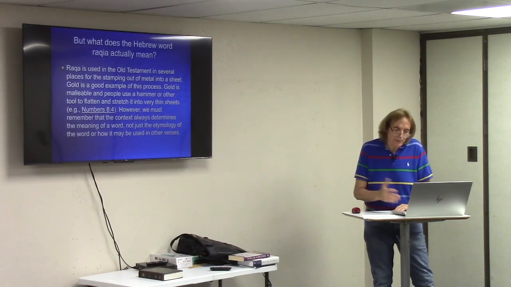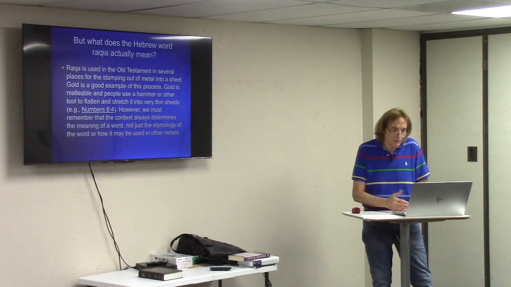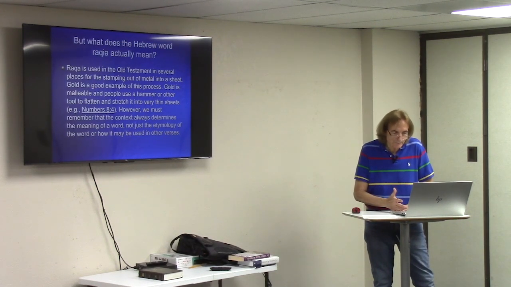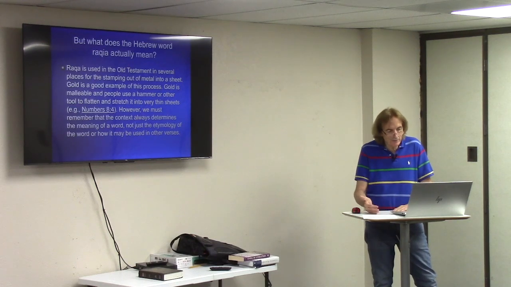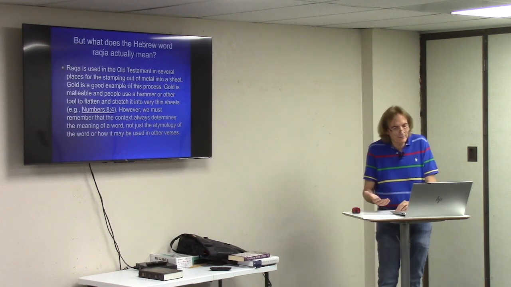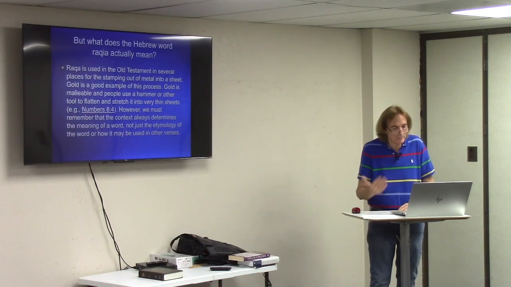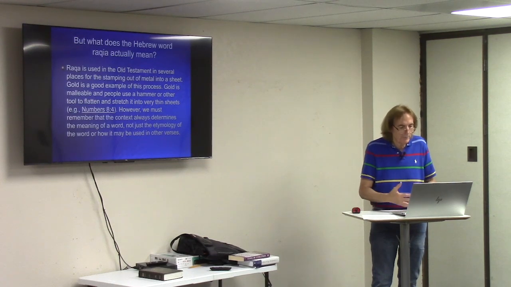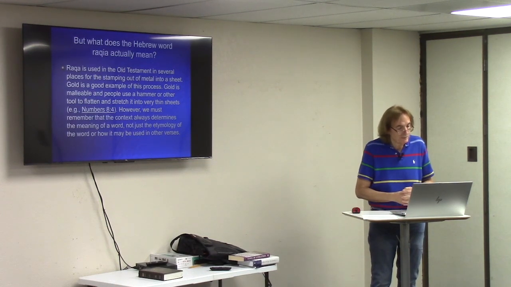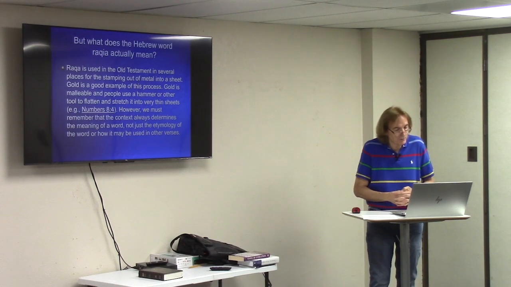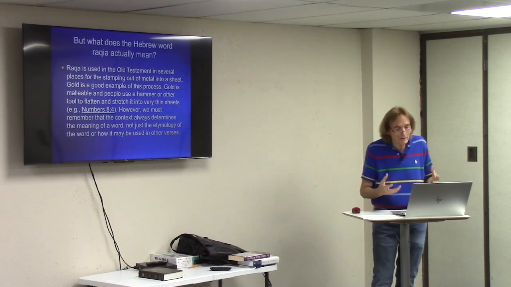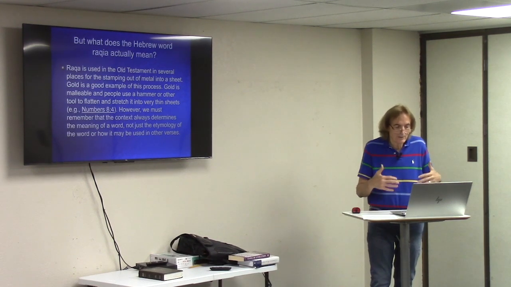But we also must remember that context always determines the meaning of a word, not just the etymology of the word, or how it may be used in other verses. So we need to ask ourselves, why did the author use this word to describe the expanse? What property did the author intend us to understand by using this word rakia? And is it possible that the author intended to get across the solid nature of this expanse?